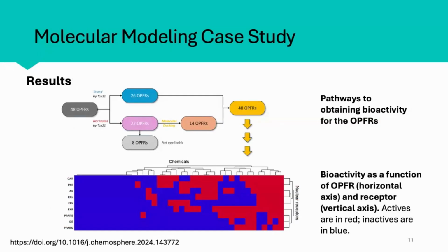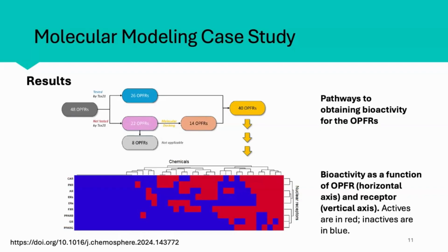So let's talk a little bit then about their results. Their key results, or a couple of their key results of the research, was a workflow and a heat map that are shown here. So this workflow gave them a couple pathways to obtaining bioactivity for the OPFRs through the Tox21 assay battery and through the docking analysis. Those results then fed into this overall aggregation of the results.